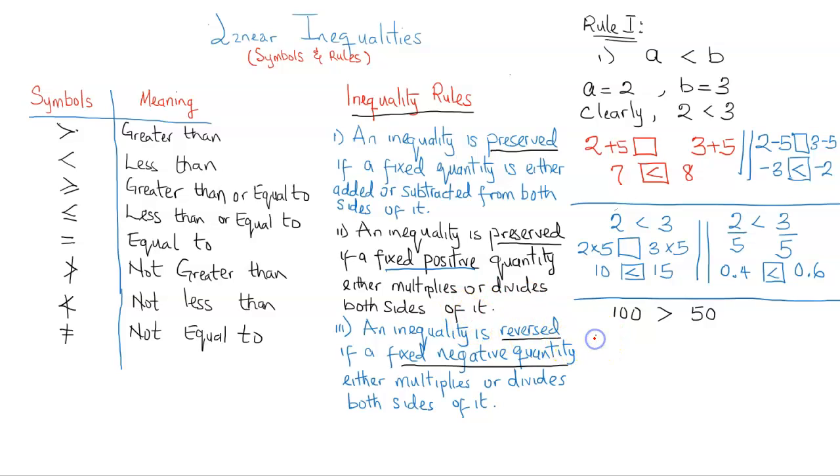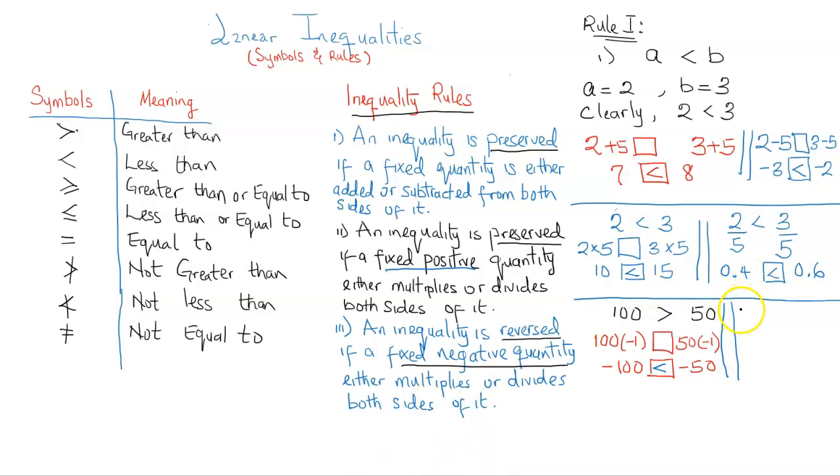So let's multiply both sides by -1 and see what happens to the sign. 100 times -1 is -100. 50 times -1 is -50. And of course, it's so obvious that -100 is less than -50. Can we see the reversal here? So multiplying both sides of an inequality by a fixed negative number would reverse the inequality. Let's see what happens when we divide.